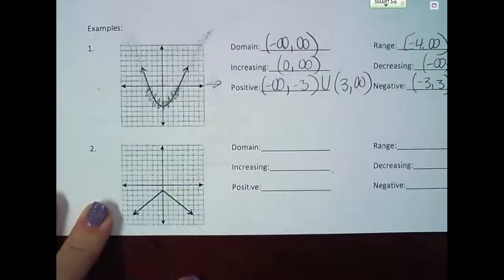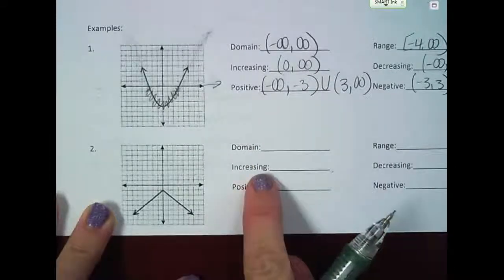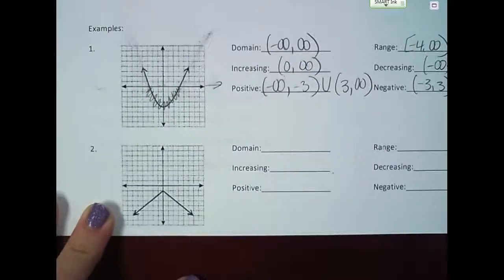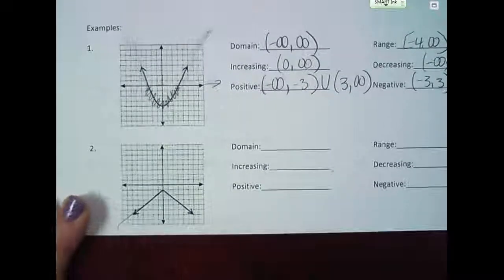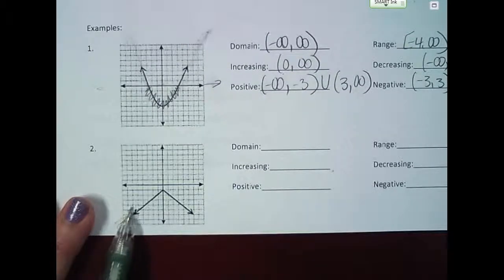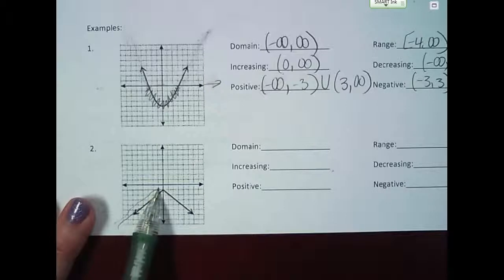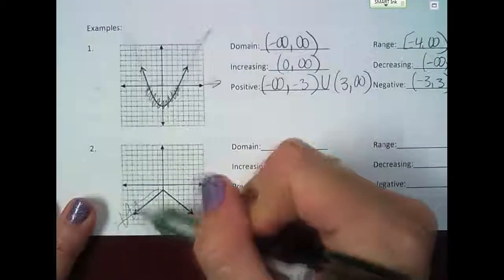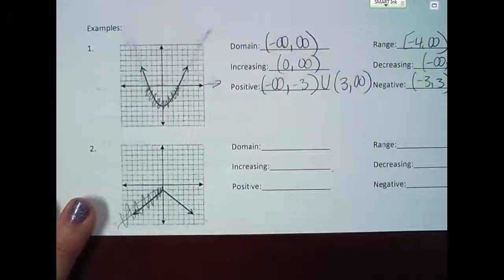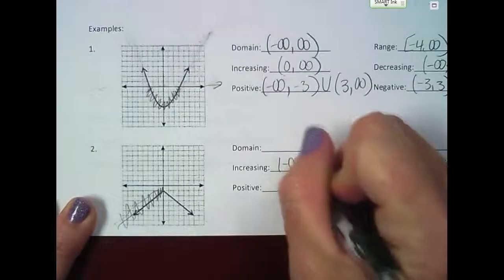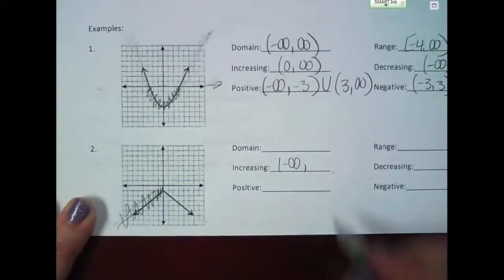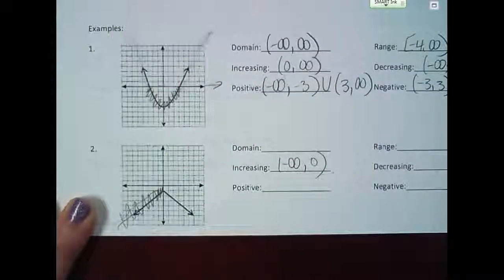Ready? I'm going to skip domain and range right now. Am I increasing at all? Wait a minute. Take my airplane. What am I doing right here? I'm going in the air. What am I doing over here? I'm landing. I'm increasing, I'm sorry. I'm increasing there. From negative infinity to where? To 0.